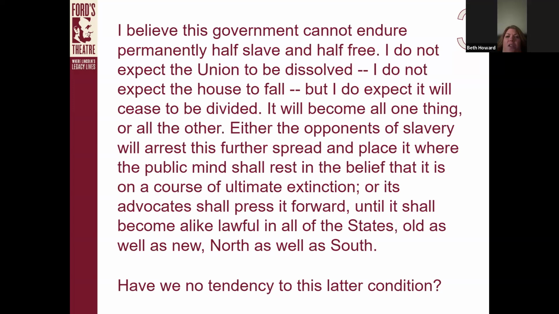I believe this government cannot endure permanently half slave and half free. I do not expect the Union to be dissolved. I do not expect the House to fall. But I do expect it will cease to be divided. It will become all one thing or all the other. Either the opponents of slavery will arrest this further spread and place it where the public mind shall rest in the belief that it is on a course of ultimate extinction, or its advocates shall press it forward until it shall become alike lawful in all of the states, old as well as new, north as well as south. Have we no tendency to this latter condition?